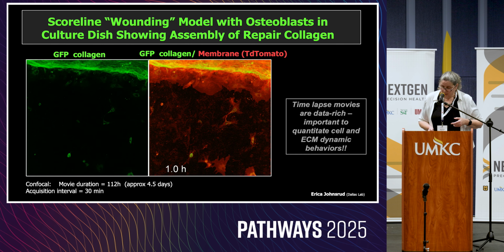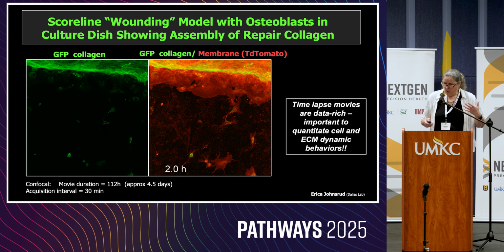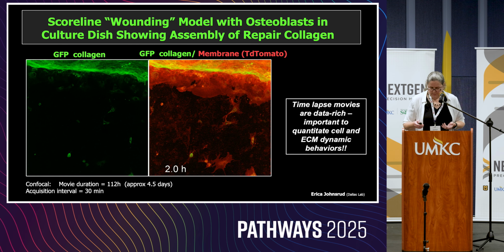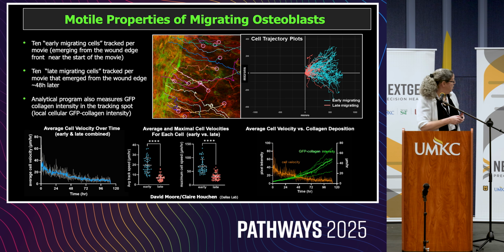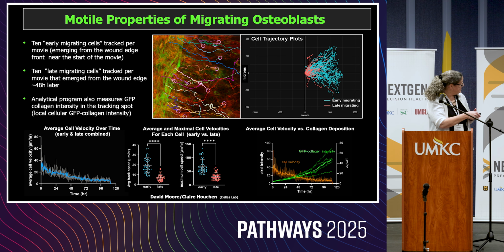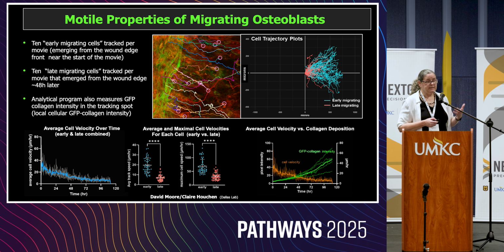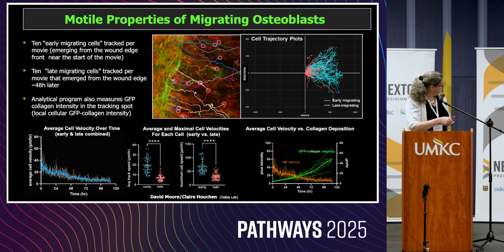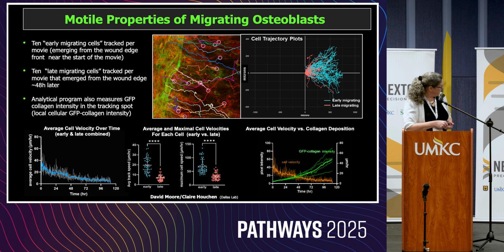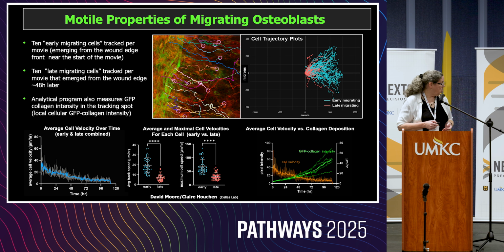Now, these movies are very data-rich, and we always feel it's important to try and quantitate some of these cell and matrix dynamics. And this is an example here where we took 10 early migrating cells that came out of the wound edge at the beginning of the movie, and 10 that migrated out about 48 hours later, and then tracked their motion trajectories. And this program also measures the GFP collagen fluorescence intensity under the tracking spot.